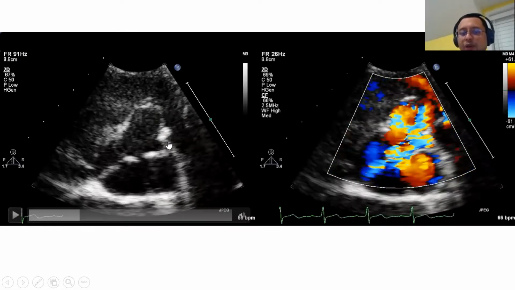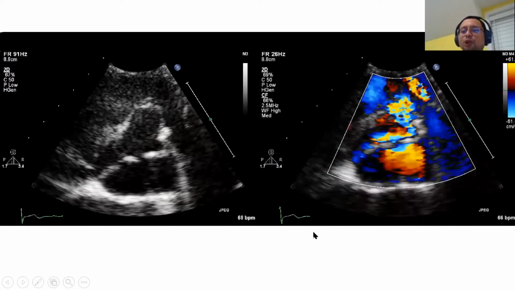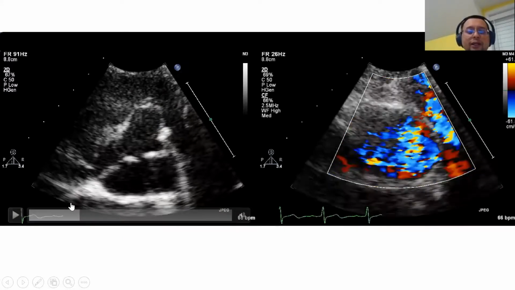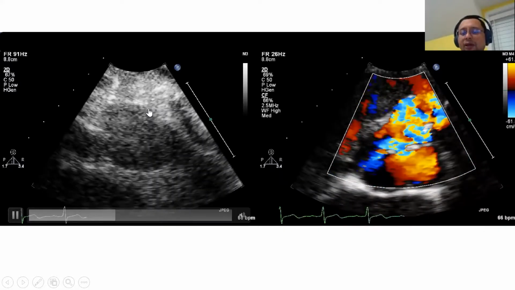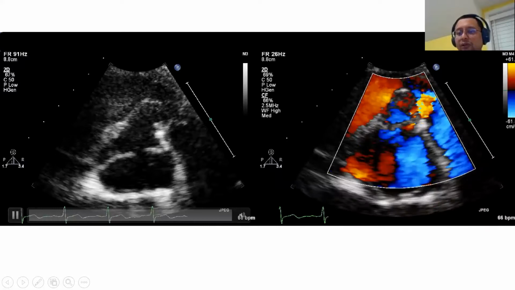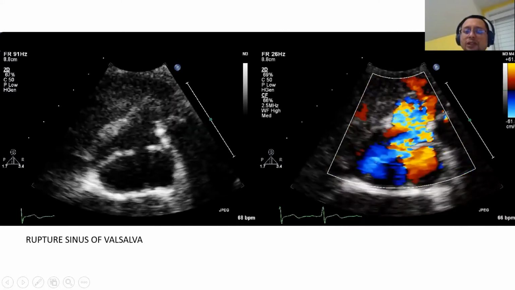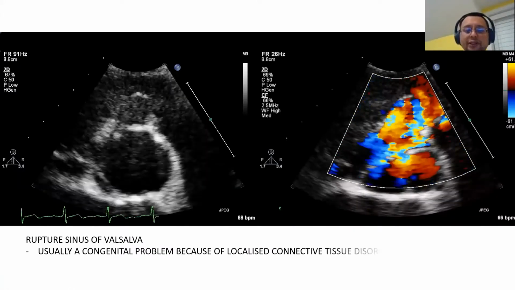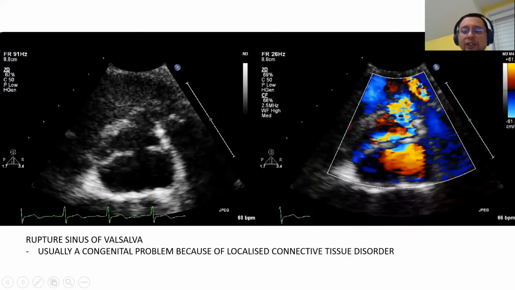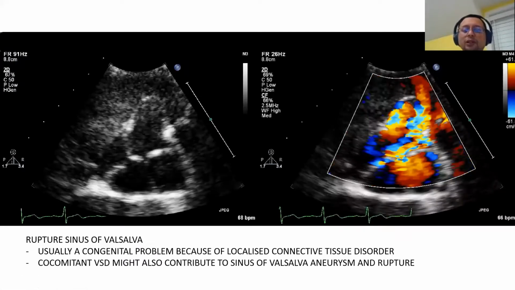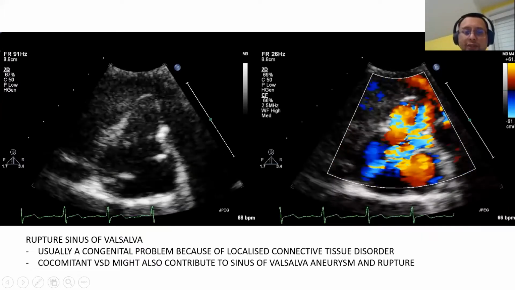So you have a right coronary cusp that is ruptured into the right ventricular outflow tract, and you have that continuous flow there. So I play again. Right, you can see the windsock appearance of sinus of Valsalva rupture from the right coronary cusp into the right ventricular outflow tract. So this is someone with rupture of sinus of Valsalva and also severe aortic regurgitation. So this is usually a congenital problem because of localized connective tissue disorder. And concomitant ventricular septal defect might also contribute to sinus of Valsalva aneurysm and rupture.